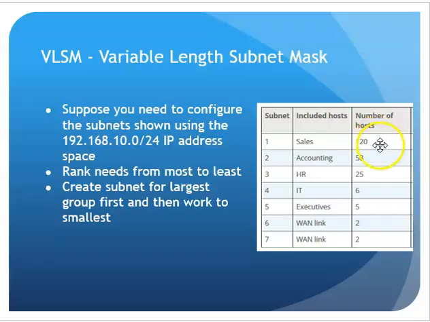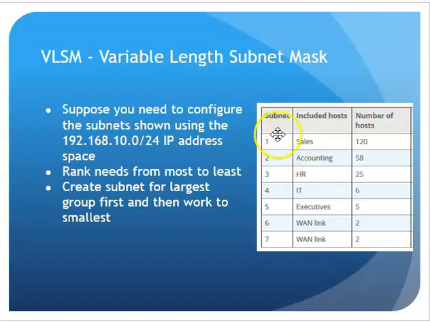They say sales has 120, accounting has 58, HR has 25, IT 6, executive 5, WAN link 2, and another WAN link 2. So the first thing you do is you rank all these with the largest need first and the smallest need last.